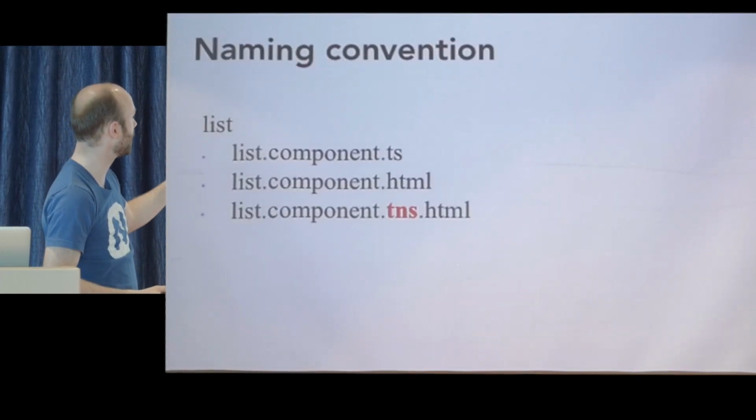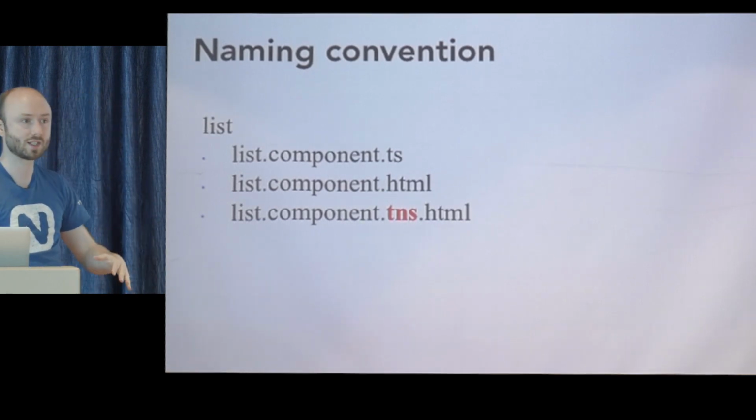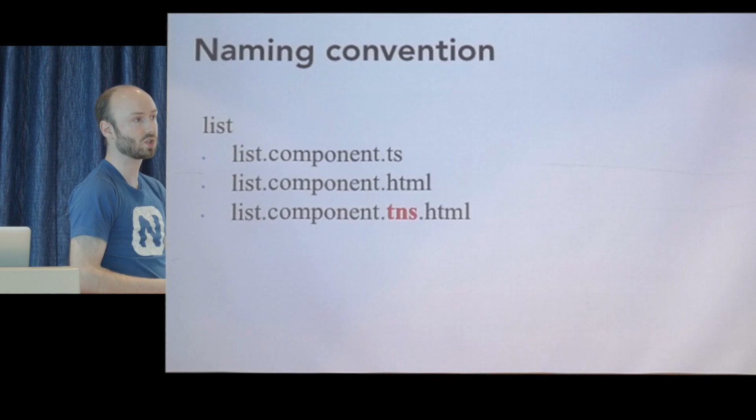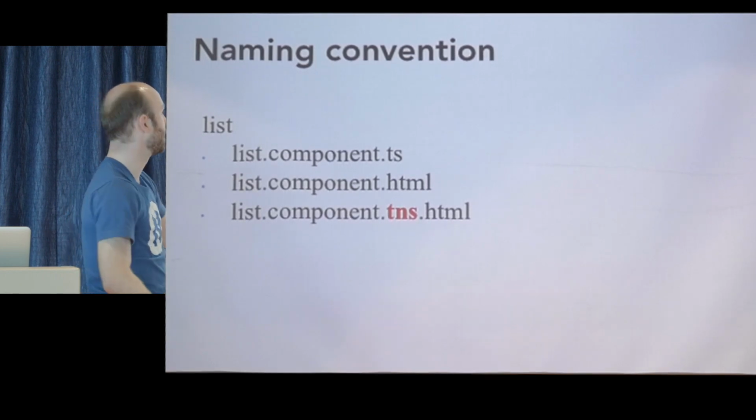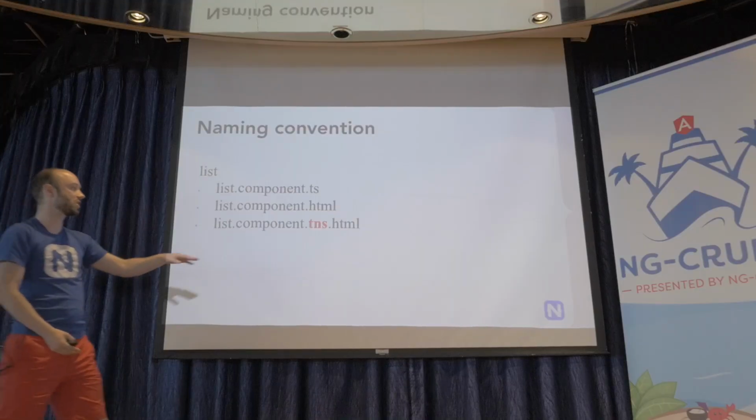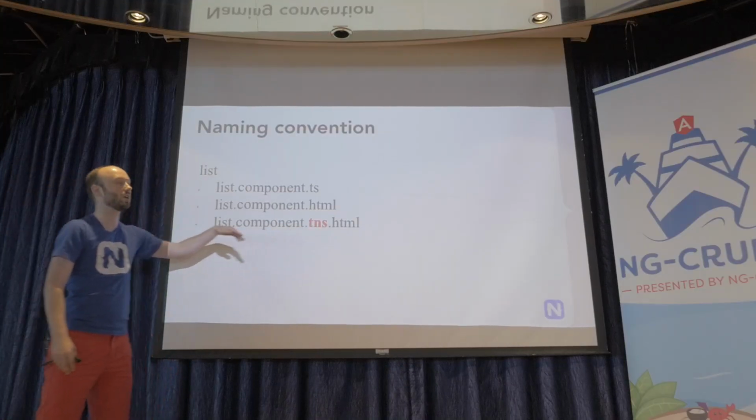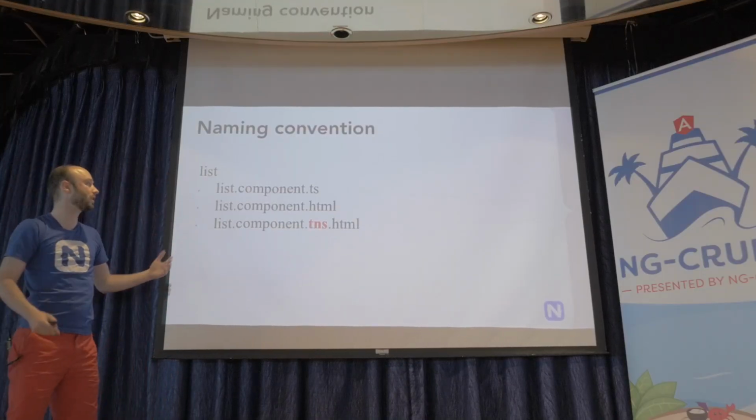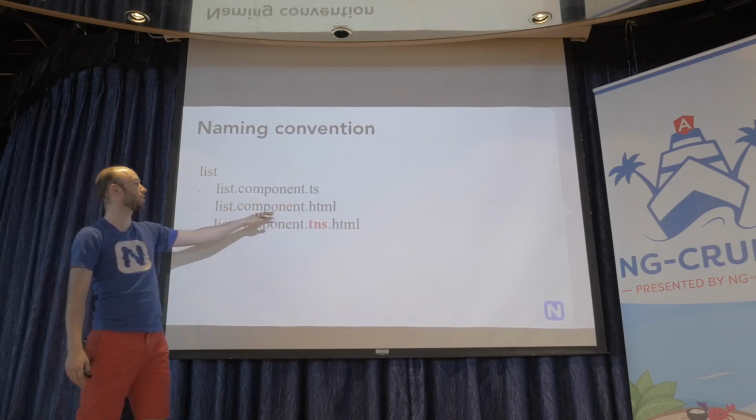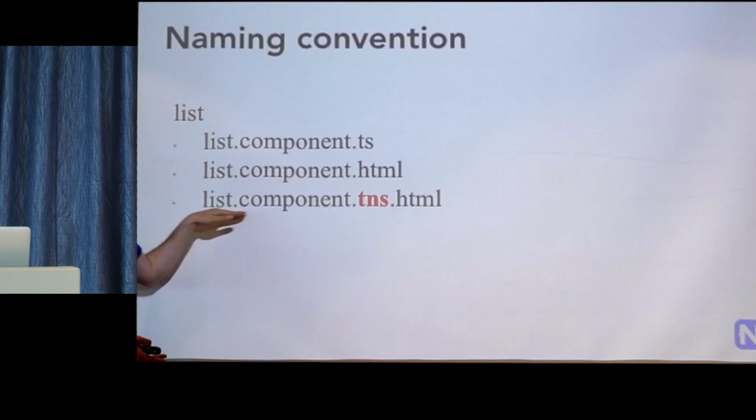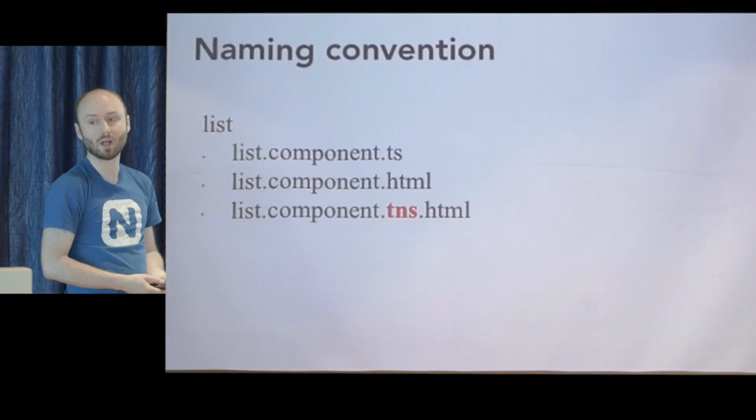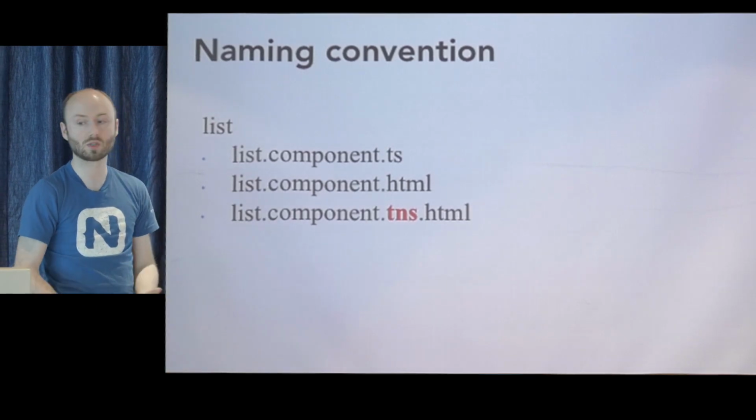One of the cool things about both of those projects is that we separate the concerns through the naming convention. So in our build process, if you want to have something that is specific to mobile, you could just add a .tns. So if you have, let's say, a list component, you have one list component.ts that is shared for both. Then we have list component.html for the web, and then we have list component.tns.html for the mobile. And then that works straight out of the box.